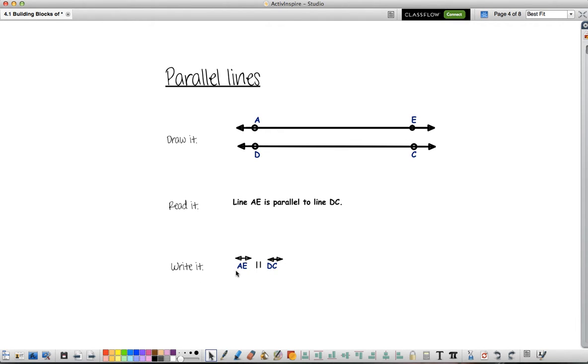You could say line EA is parallel to line DC, and you could move these around, absolutely. Of course, we don't need to go through all of those and take up another 15 minutes on the video. So again, if you wrote it down as EA and DC or CD and AE, that's fine, as long as you know that AE and EA are the same line.